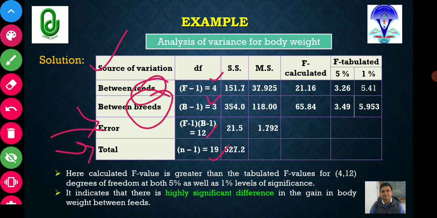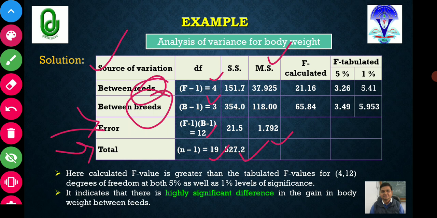Now sum of squares you have already calculated. I have put the value of sum of squares here. Now you have to find the mean sum of squares. How? By dividing sum of squares by the respective degree of freedom. So here I have calculated mean sum of square, which is also known as variance.